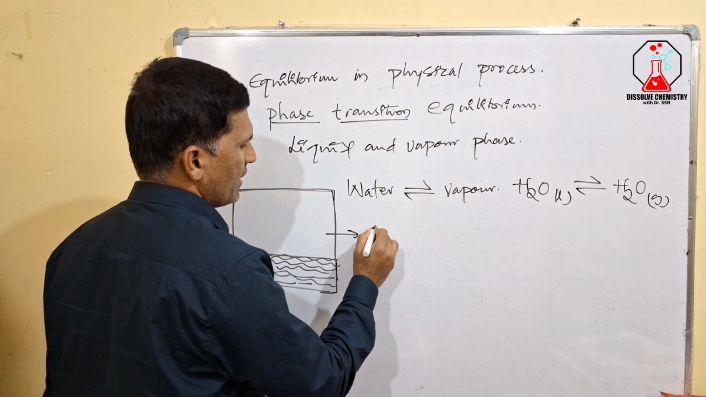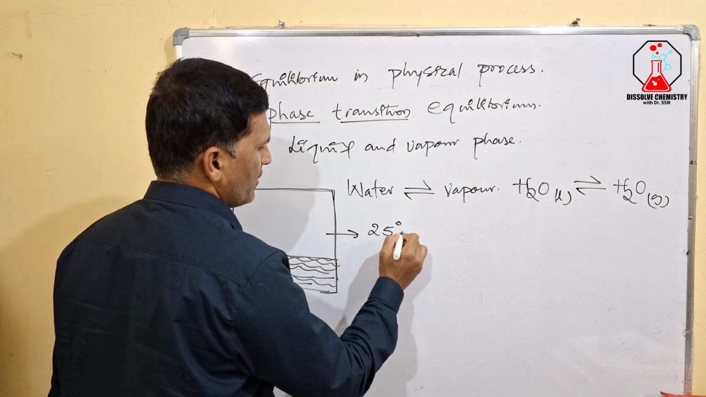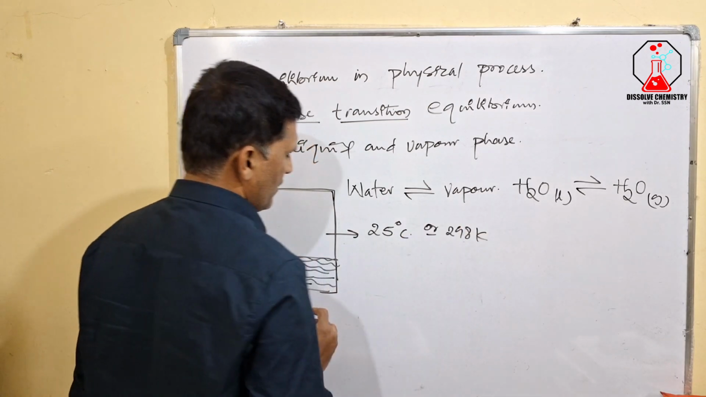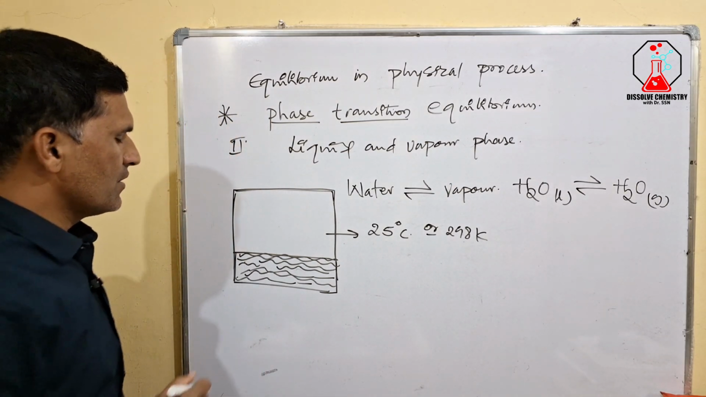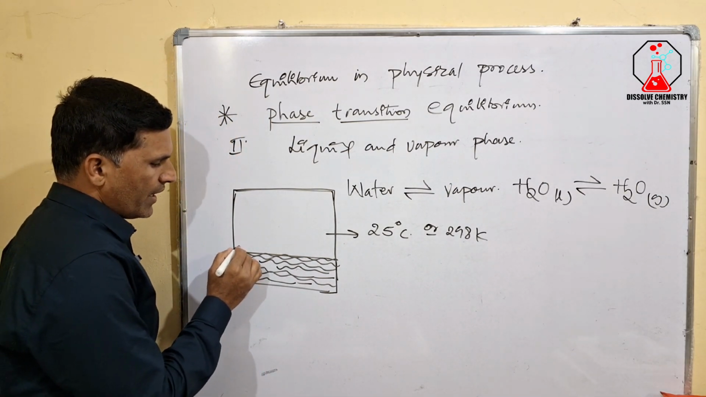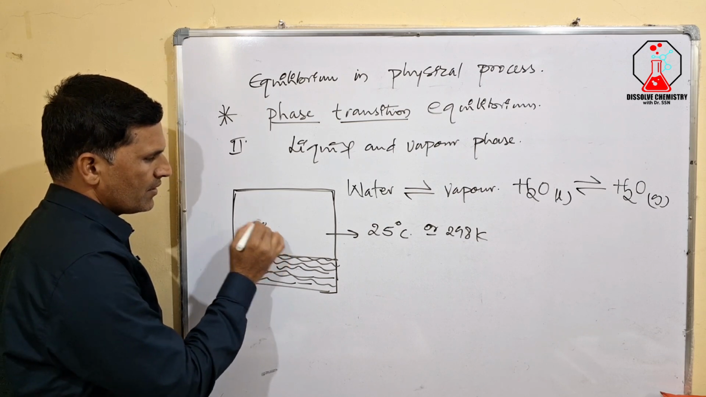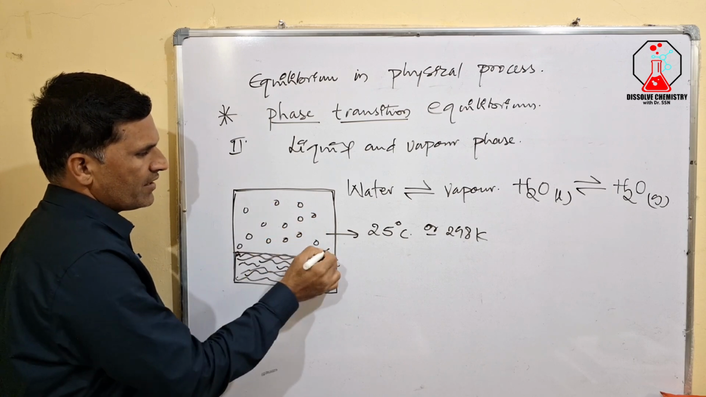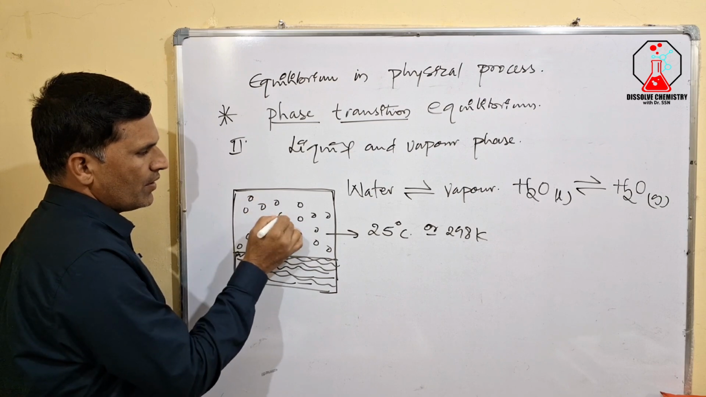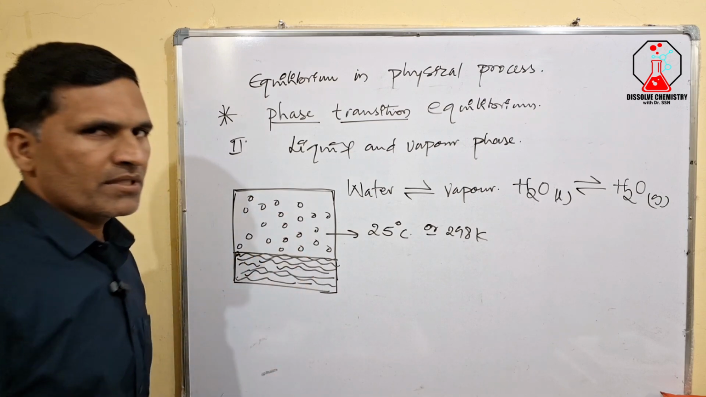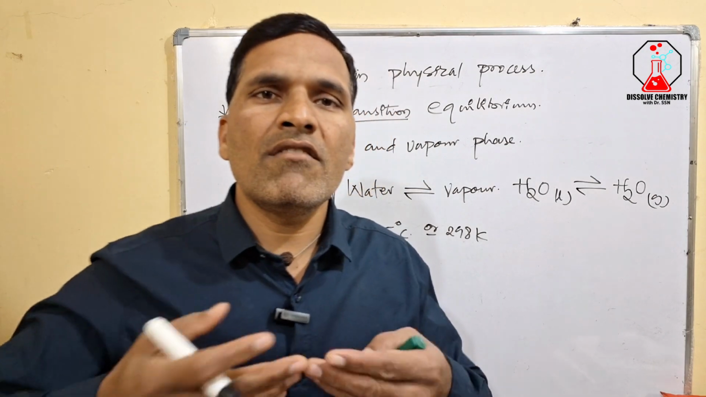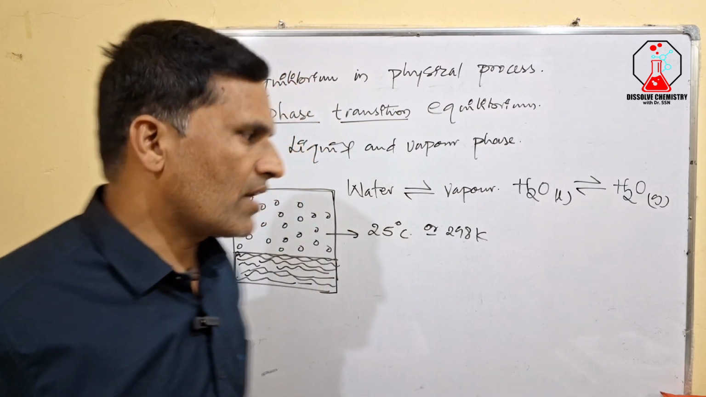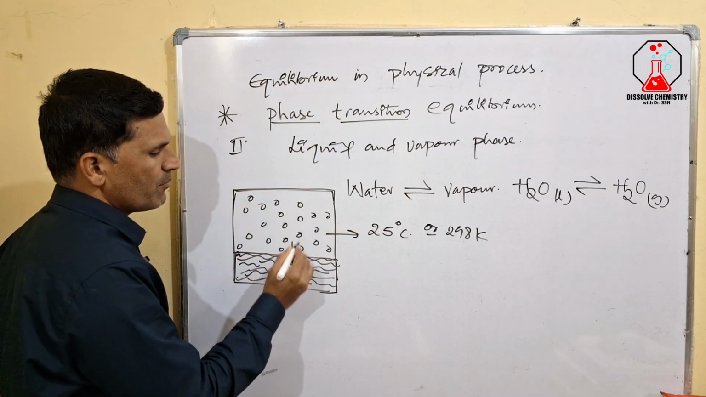You can take any temperature, like we will take room temperature, say for example 25 degrees Celsius, or we can take it as 298 Kelvin. So now what happens? The number of molecules at the surface will escape into the vapor phase. You take a vacuum flask, in that you place a known quantity of water, then what happens? Immediately the evaporation of water will occur. As the evaporation of water starts, then what happens? How do we notice that?